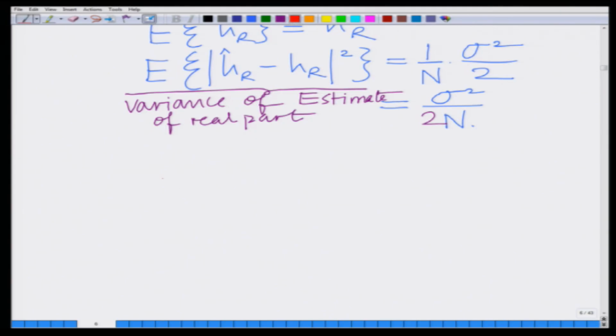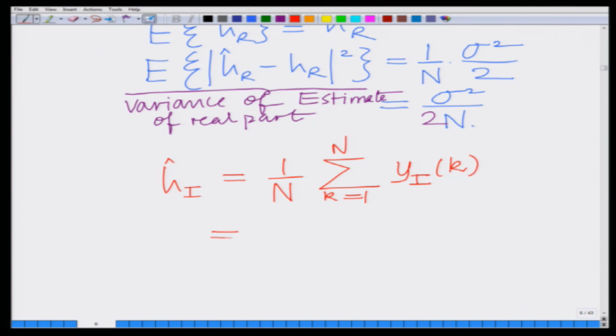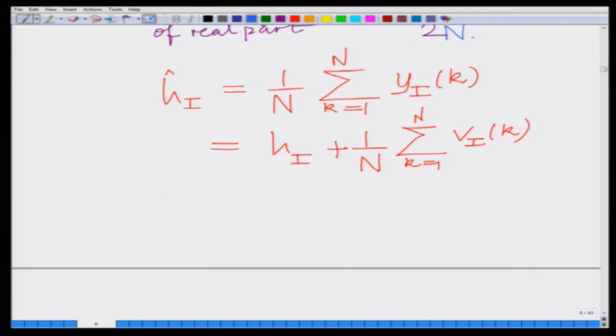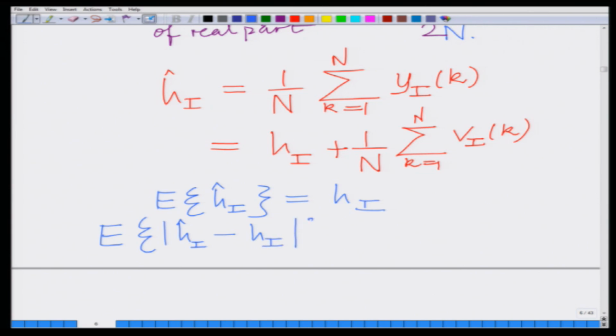Further, now we can extend this again to the imaginary part, that is ĥI. Remember, I wrote this as 1 over n, the sample mean of the imaginary part of the observations, that is summation k equal to 1 to n yI of k, the imaginary part of the kth observation, which now you can simplify as hI plus 1 over n summation k equal to 1 to n vI of k, and therefore it follows that the imaginary part is also unbiased. The estimate of the imaginary part, that is expected value of ĥI equals hI, and further the variance of the estimate of the imaginary part, expected value magnitude of ĥI minus hI whole square equals σ² divided by 2n.